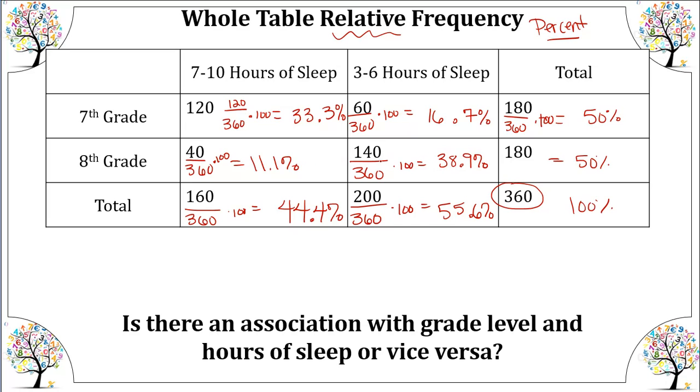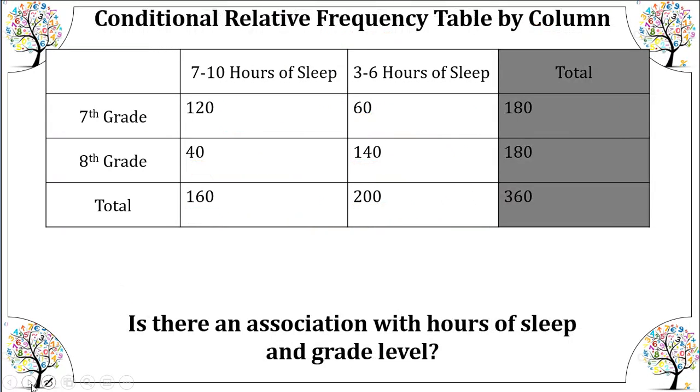So we can see that more 8th graders get little sleep compared to a lot of sleep, and 7th grade is the opposite. But we still need to be a little bit more specific to answer the question: does grade level, being in a specific grade level, have any association with how much sleep you get? Or vice versa. If you get a lot of sleep, are you more or less likely to be a 7th grader or 8th grader? You can ask it either way.